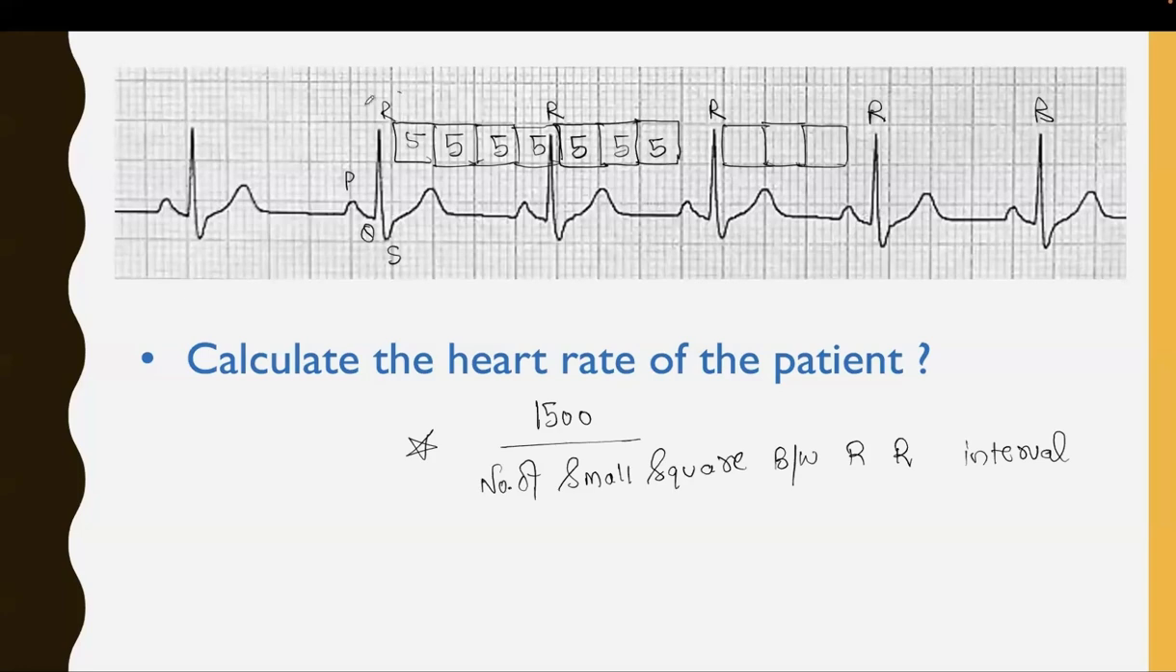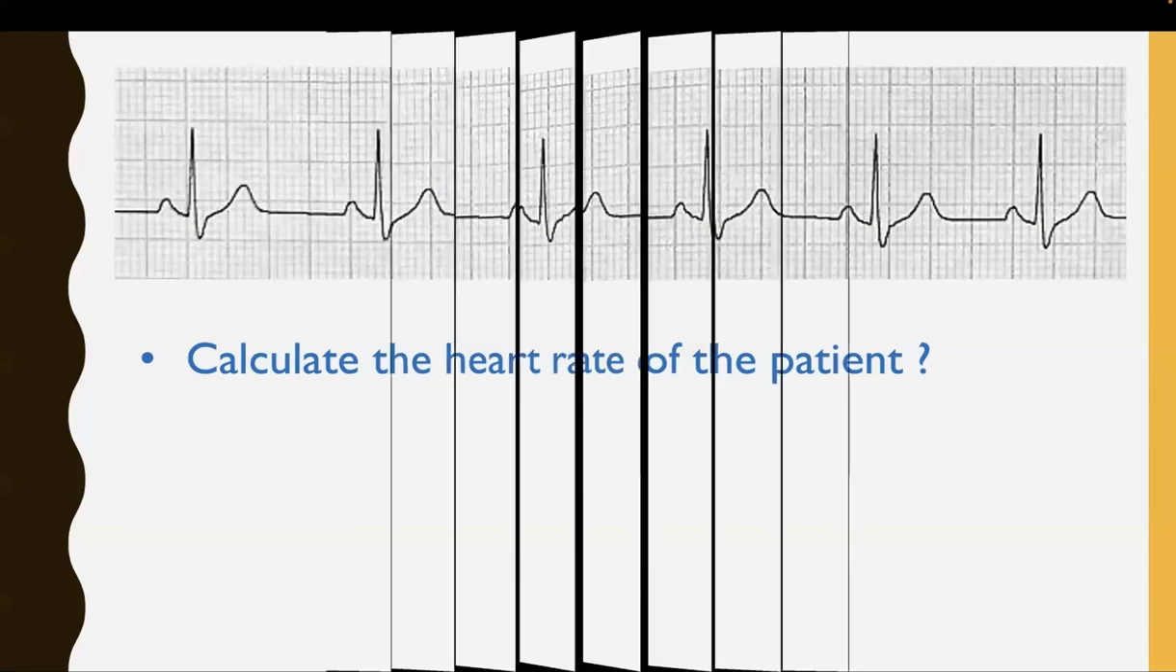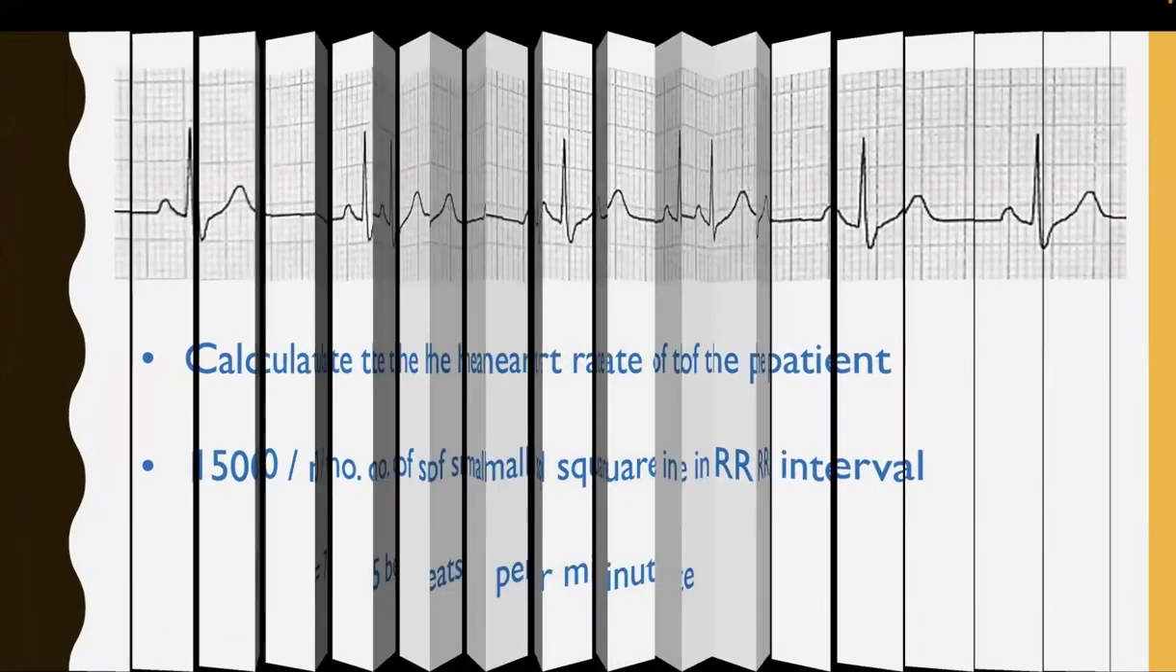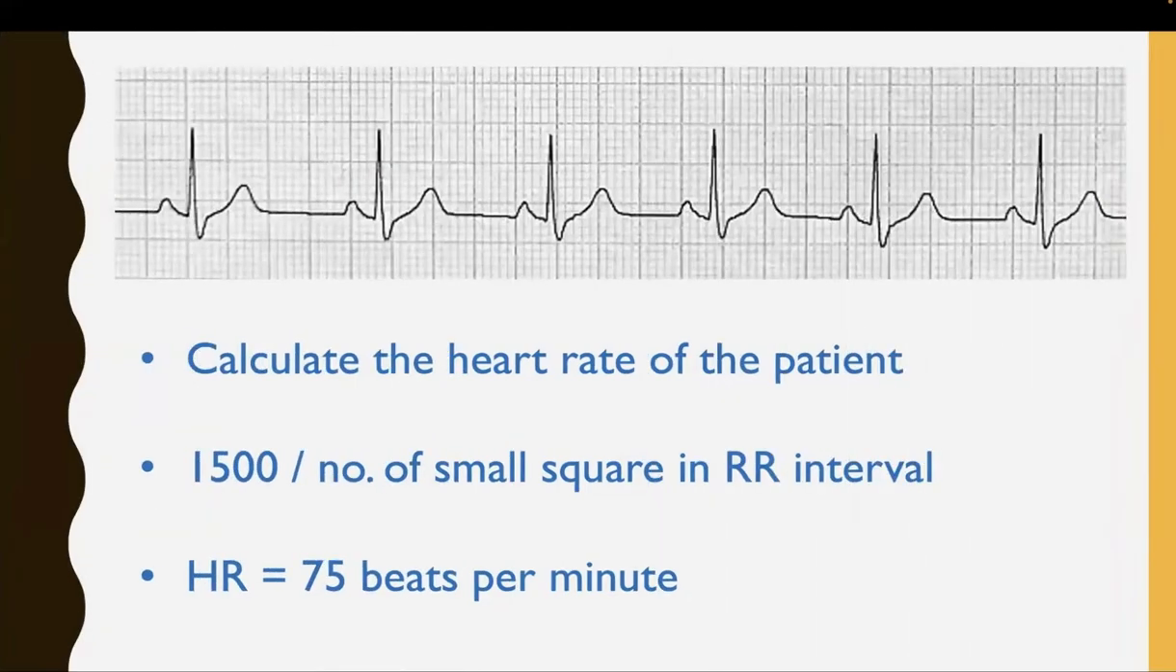Imagine this is the RR interval we're talking about. 1500 upon the number of small squares. So 5, then 10, then 15, and then around 20, yeah, 22. Roughly, in this patient, 1500 upon the number of small squares comes to around 75 beats per minute. So one more beautiful question we covered: how do you calculate heart rate in ECG? And number one, how do you calculate the expected systolic and diastolic blood pressure.